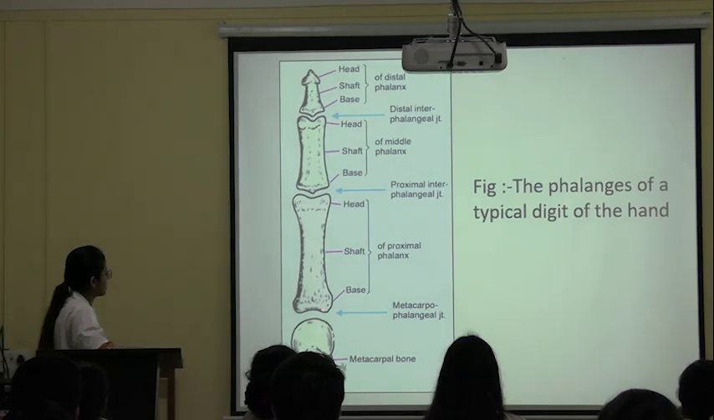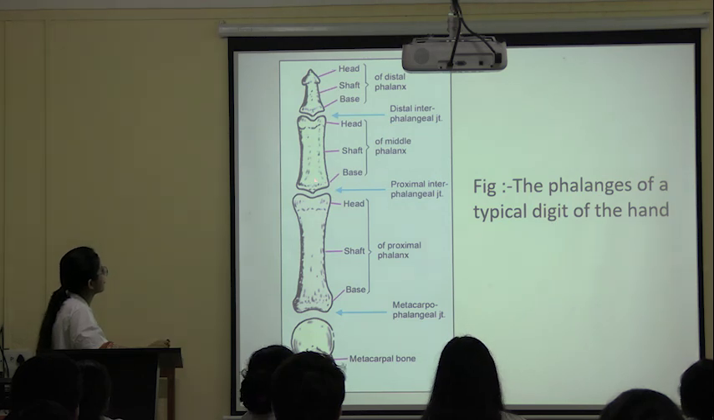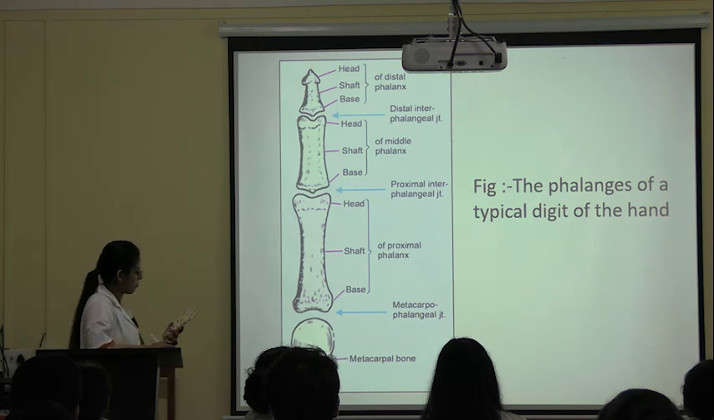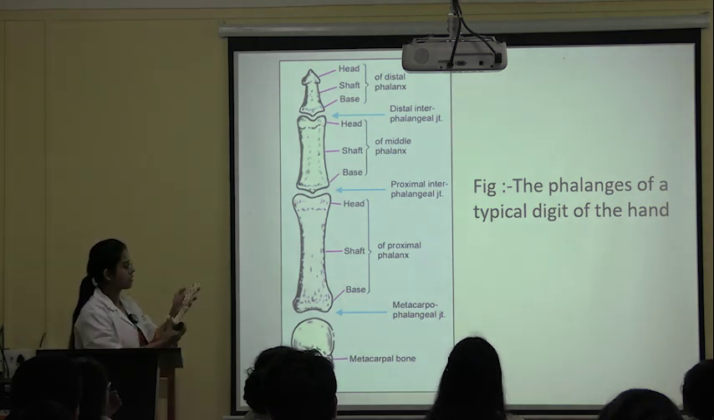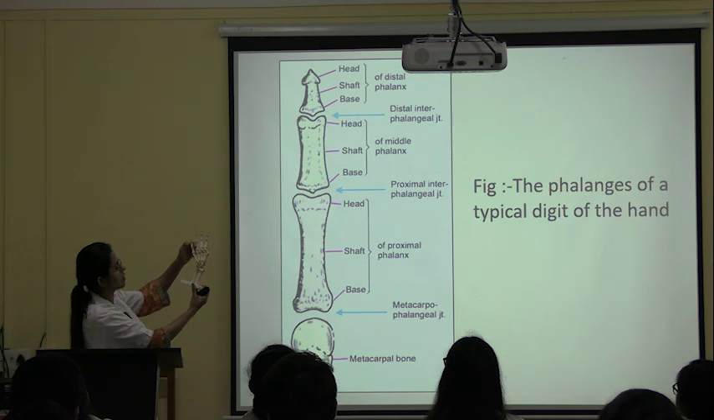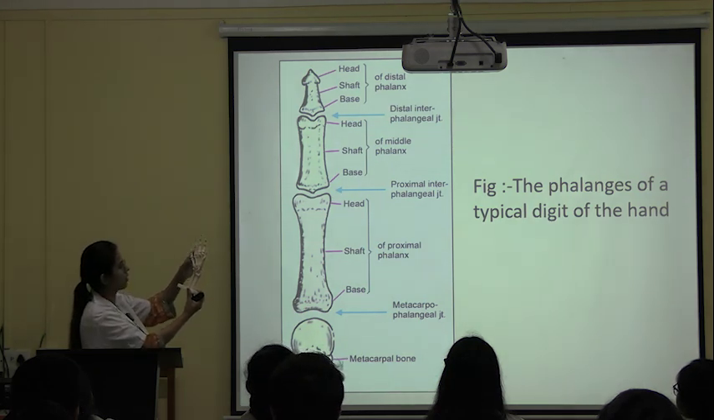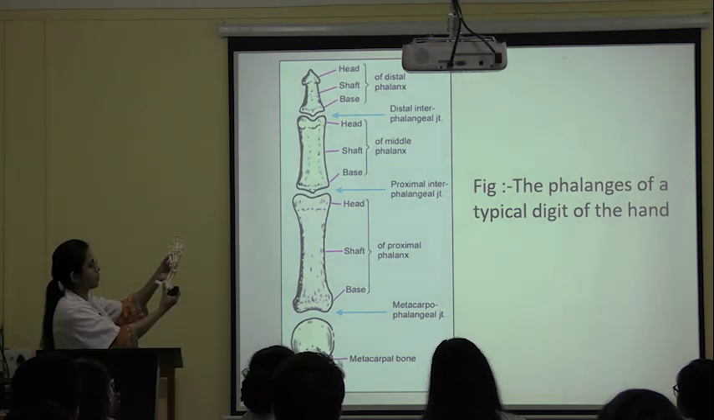Clear? It is forming here the metacarpophalangeal joint. And this is the proximal interphalangeal joint. This is the distal interphalangeal joint. This is the proximal interphalangeal joint. This is the distal interphalangeal joint. Okay? And this is the metacarpophalangeal joint.